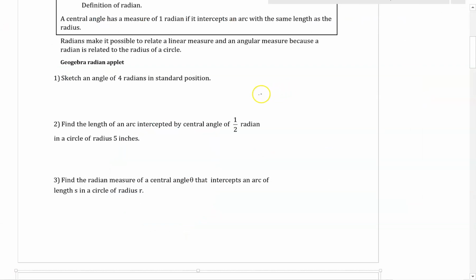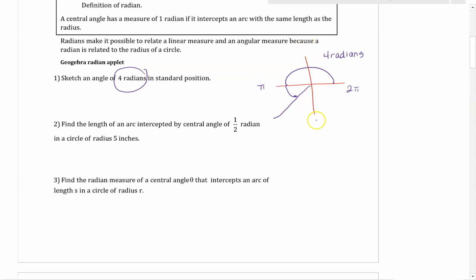Just to make sure we understand what's going on, if we want to sketch an angle of 4 radians in standard position, you start at the positive x-axis, and this is our radius right here. Oh, I did a terrible circle. We know that 2 pi is all the way around the circle. So 3.14, pi, would be right over here, halfway around the circle. So 4 radians would be approximately here, because we have pi radians, 2 pi radians, 3 pi over 2 radians, and pi over 2 radians.